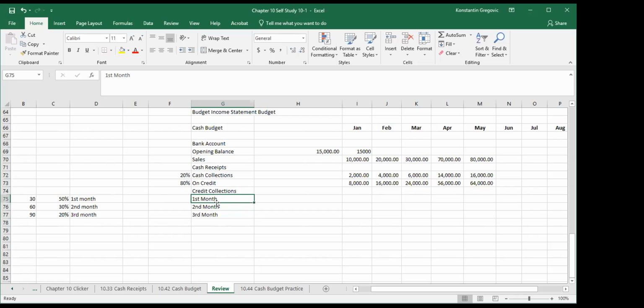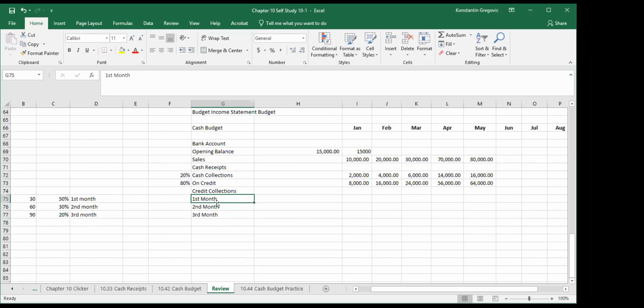Now in February, I still got some of this left. I've only collected 4 out of the 8. So in February, I'm going to collect another 30%, right? So I'm going to go back to the 8,000 times 30%. And then the third month, out of this 8,000, I'm going to collect the rest. So I'm going to go 8,000 times 20%. So if you add all these up, 8,000, 8,000. So I've allocated it in the month. So you can do the same thing for the next one.